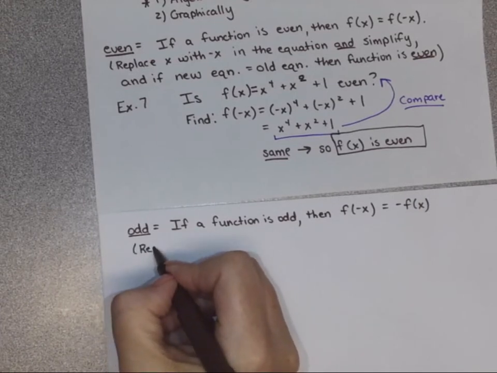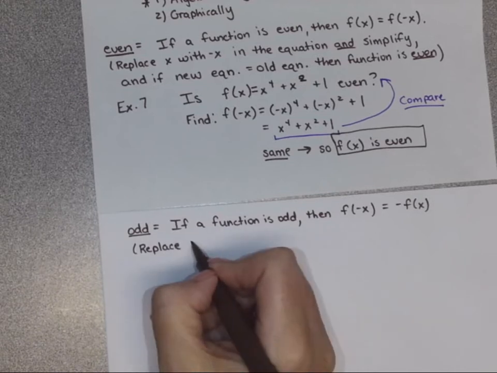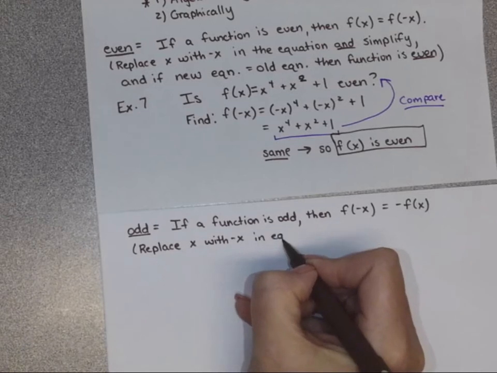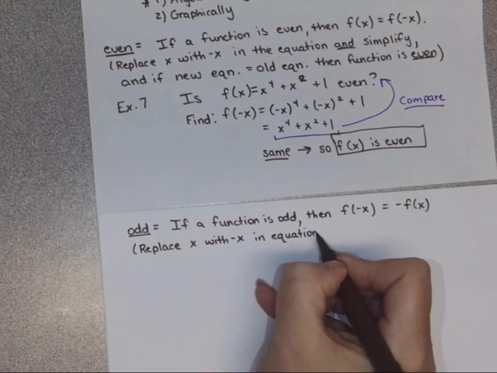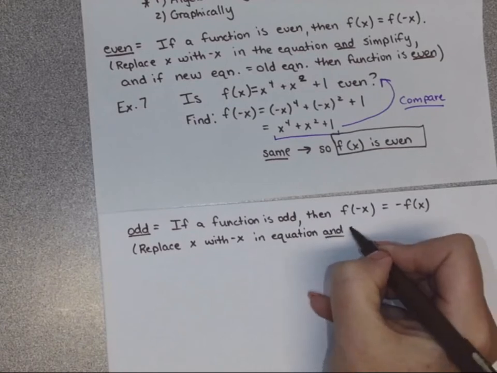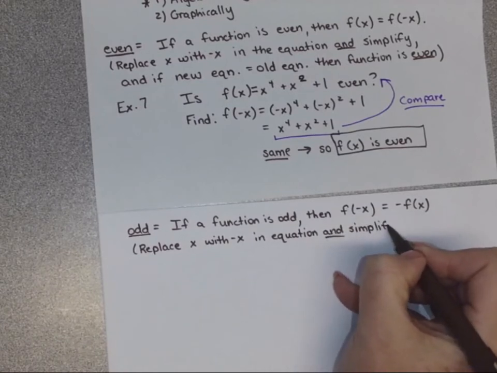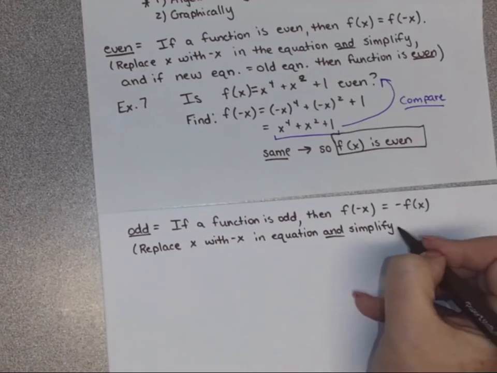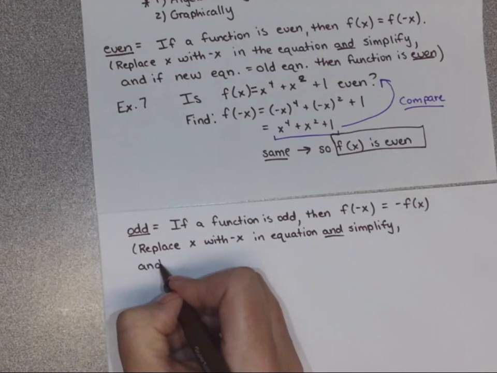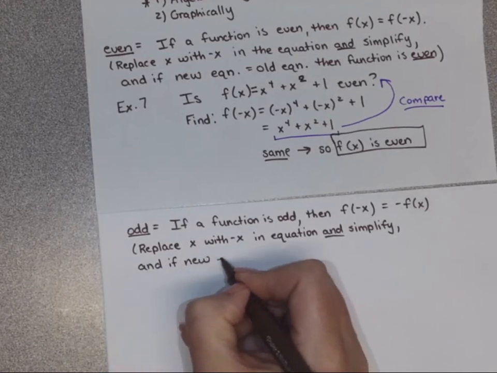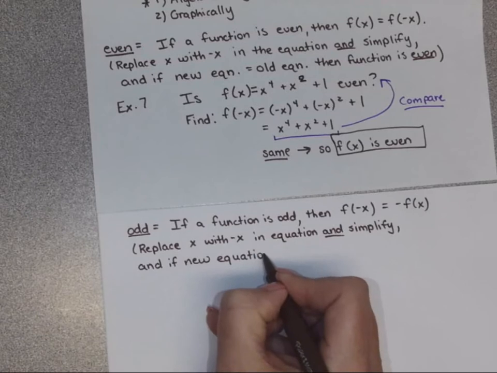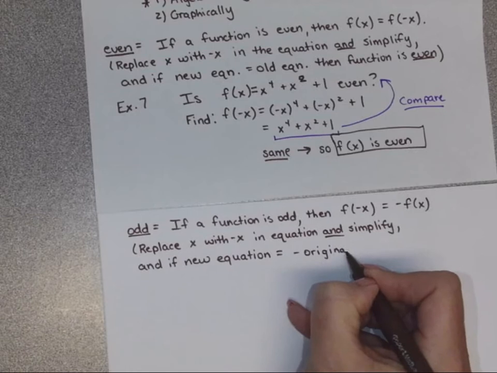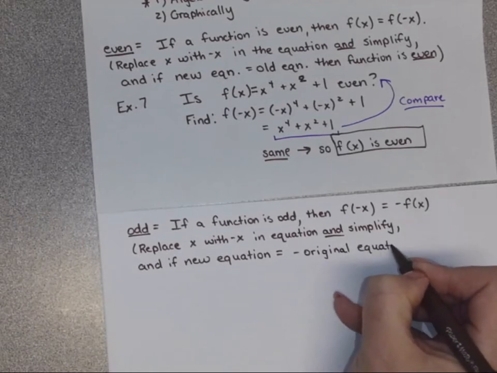But here is the gist. You're going to do the same thing you did for even. You're going to replace x with negative x in the equation and simplify. Notice so far it's the exact same method. So the method for showing even or odd is one and the same. It's really just a matter of what you get as a result. So if the new equation is exactly the negative version of the original, then the function is odd.